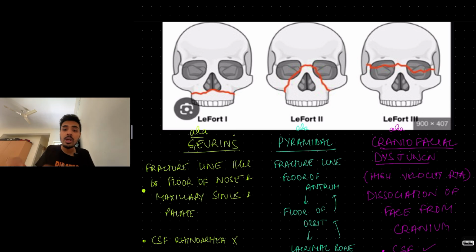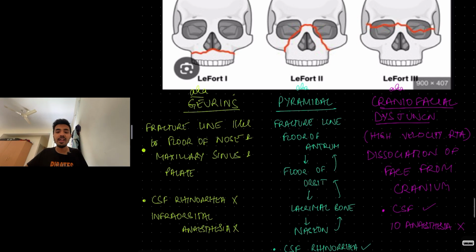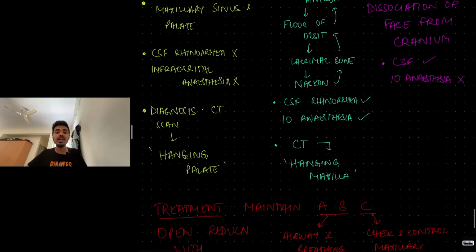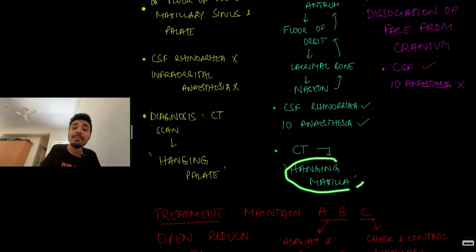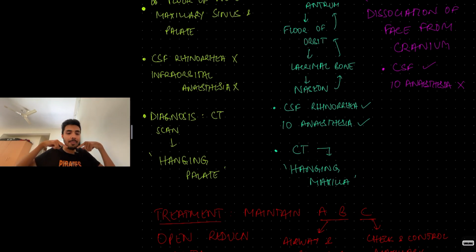And also, it is going very close to the floor of the orbit, as you can see. What is near the floor of the orbit? Infraorbital foramen. So the infraorbital nerve can also get injured, leading to infraorbital anesthesia. So you will have both infraorbital anesthesia as well as CSF rhinorrhea. Here on the CT scan, it appears as if the entire maxilla is hanging. So it is also known as hanging maxilla. Lefort 1 is hanging palate, Lefort 2 is hanging maxilla.